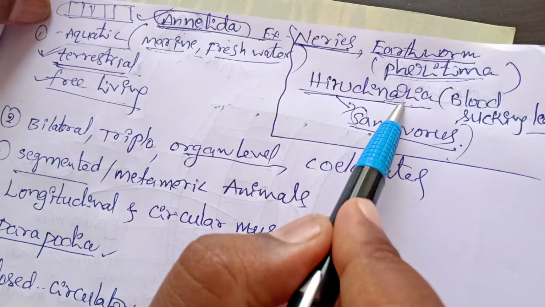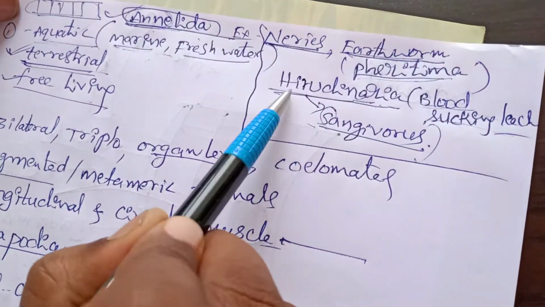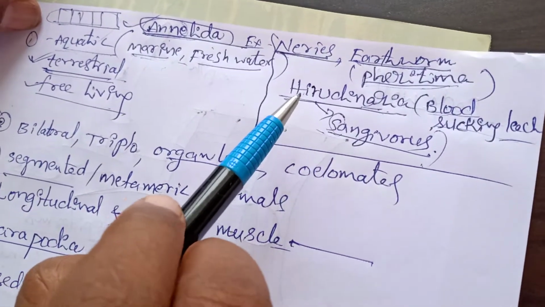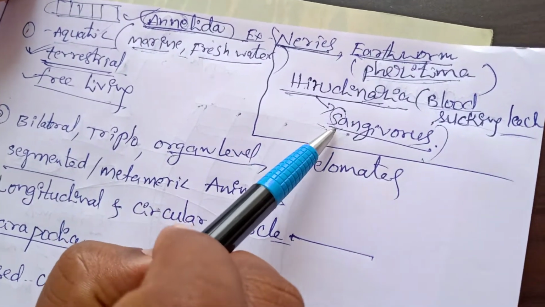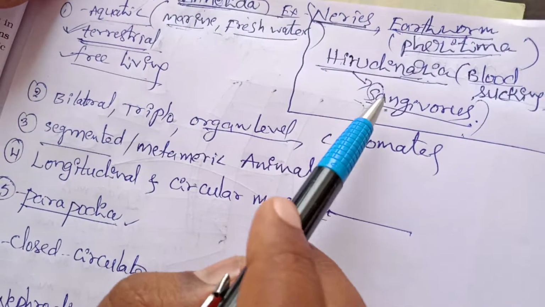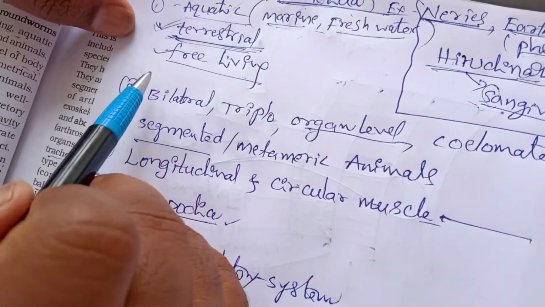Next one is Hirudinaria. This is also called the blood sucking leech. These animals belong to the sanguivorous animals. Blood sucking animals are called sanguivorous animals. One example is the leech. Another example is mosquitoes.